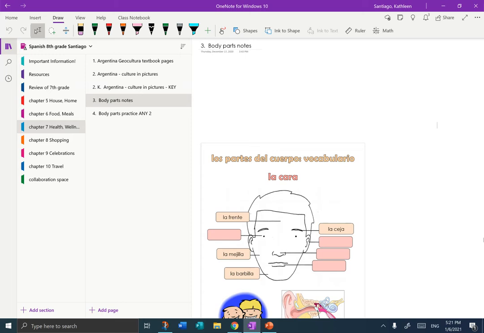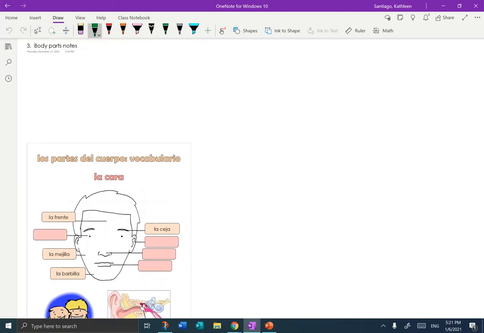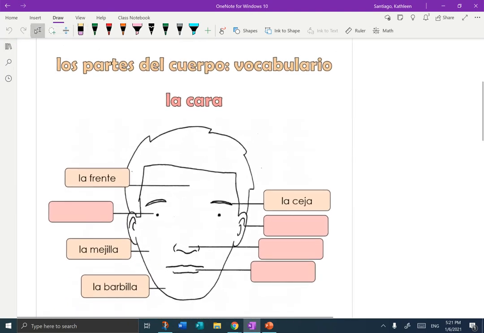And today I want to help you through the notes for body parts. So, this is day one of body parts. We're going to go through all of the different parts of both the face and the body. I'm in your OneNote, chapter 7, page 3, body parts notes. I'm going to eliminate the table of contents. I'm going to make the page big.